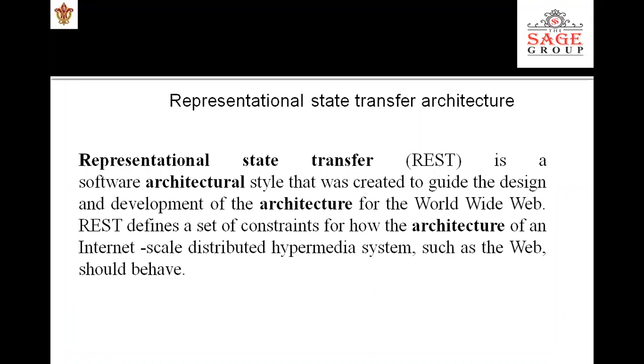REST defines a set of constraints for how the architecture of an internet scale distributed hypermedia system such as the web should work, right? An internet scale distributed hypermedia system should have the web, where you can interact with HTTP, the World Wide Web. So this is the complete development of the architecture. That is called the representational state transfer. That is called REST.